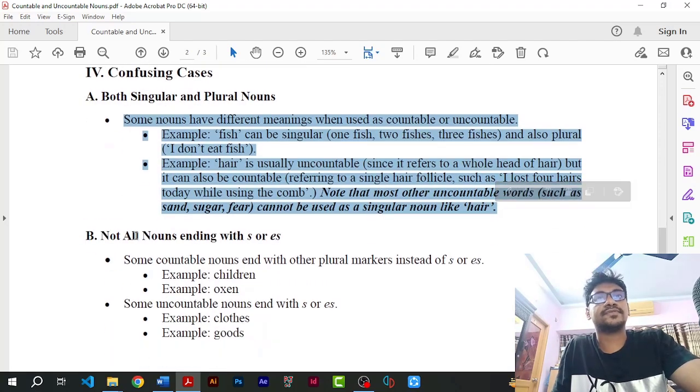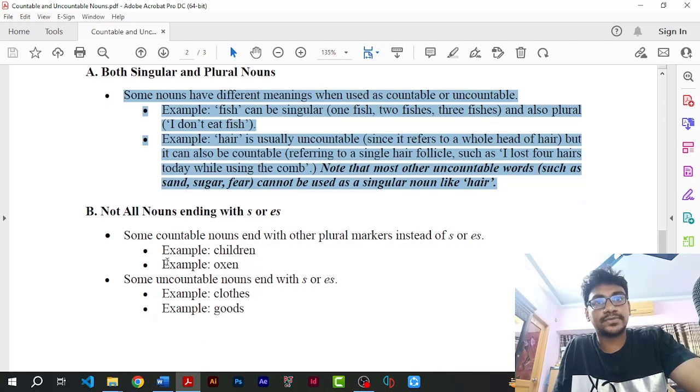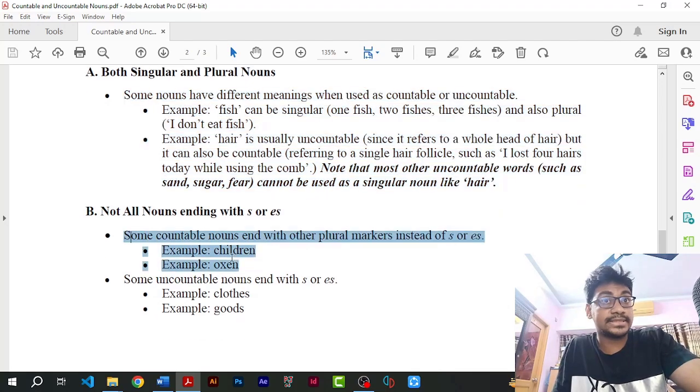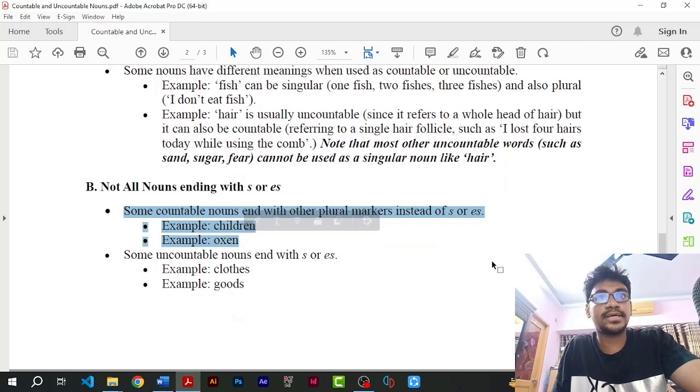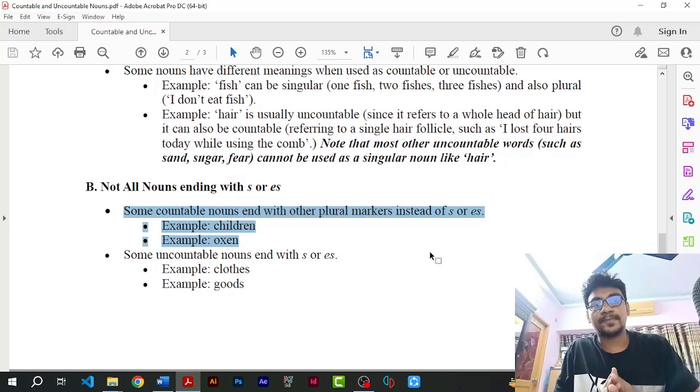Another type of confusing case is that not all countable nouns form regular plurals. Let's start with countable nouns first. Countable nouns, they form plurals. We know this. However, some countable nouns have irregular plural nouns.